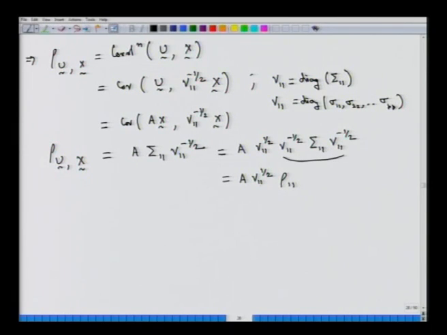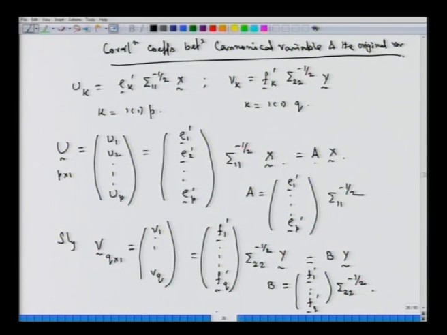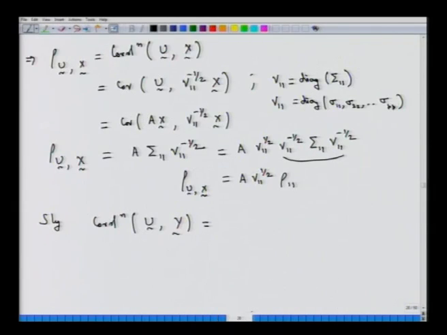It's an alternate equivalent form of this correlation matrix between u and x, right. So in a similar way, we can compute the correlations between the other pairs. So we derived this one explicitly. So if one is looking at, similarly, the correlation between u and y, note that here we had written this v vector as b times y and u as a times x.